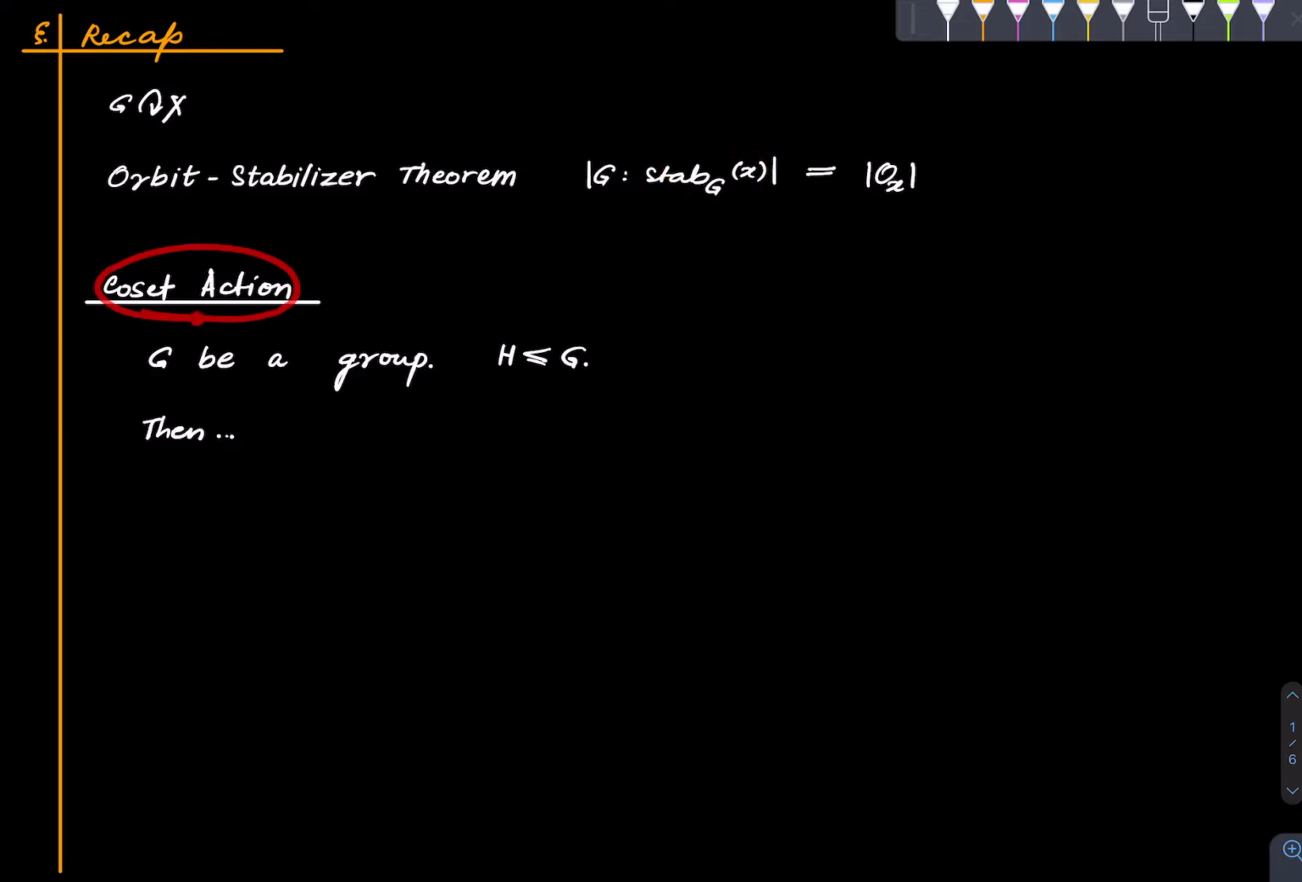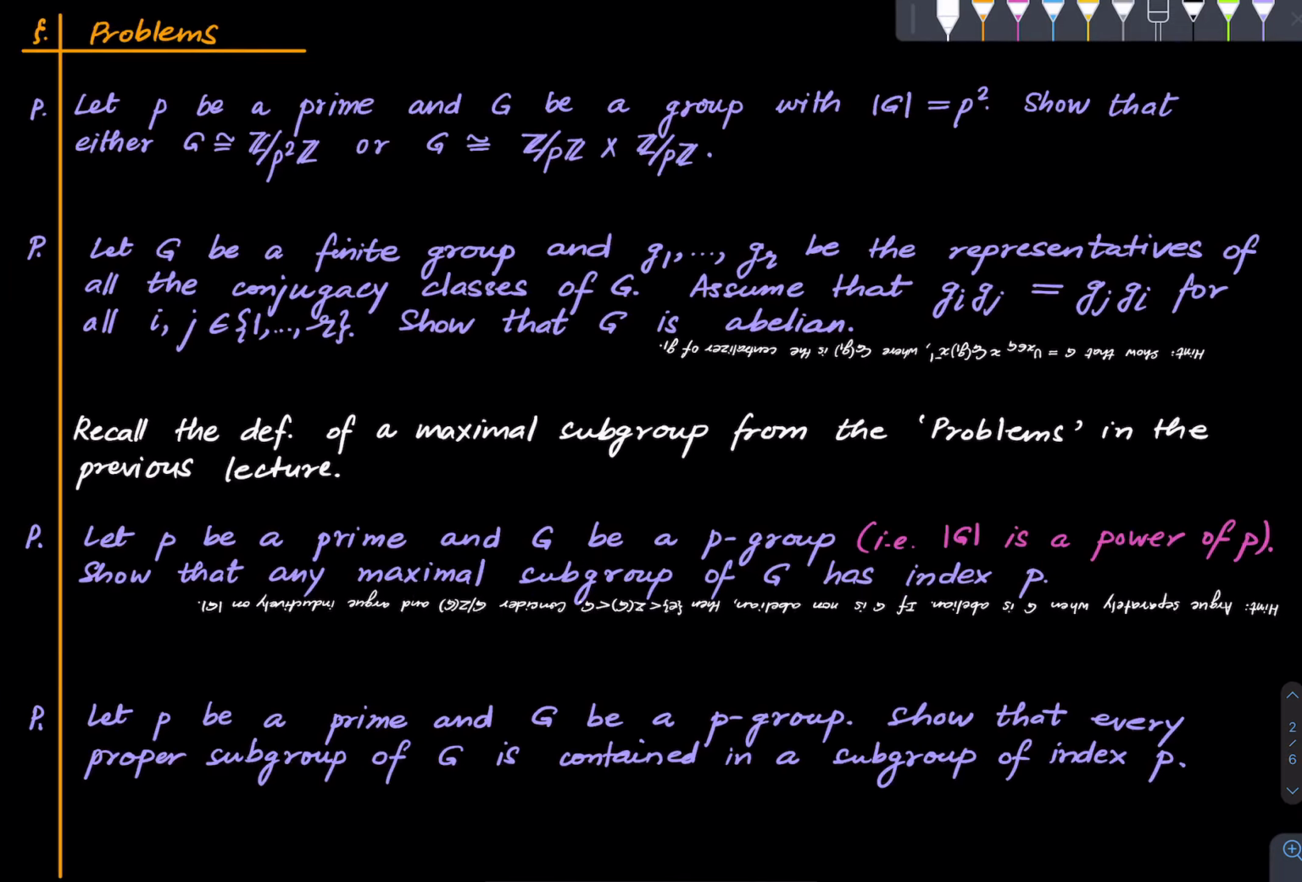Let us also recall the definition of the coset action. If G is a group and H is a subgroup of G, then we can define an action of G on G mod H via this equation. And this is a legitimate action. We discussed properties of it and we saw some applications. All right, here are some problems.